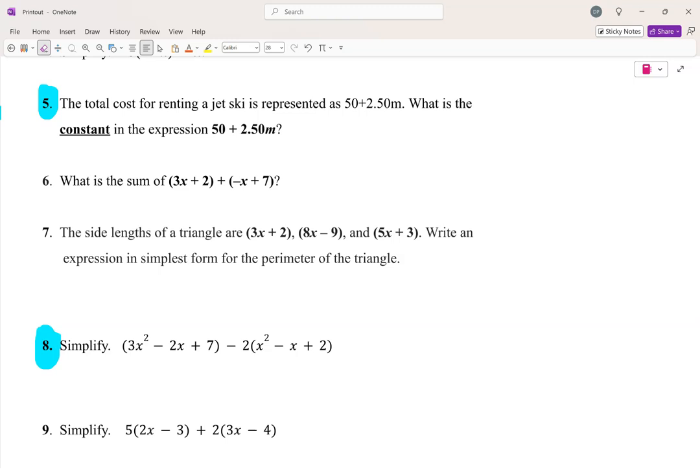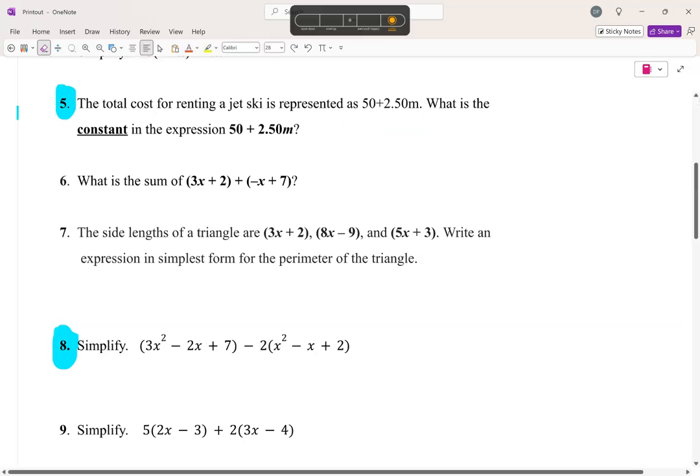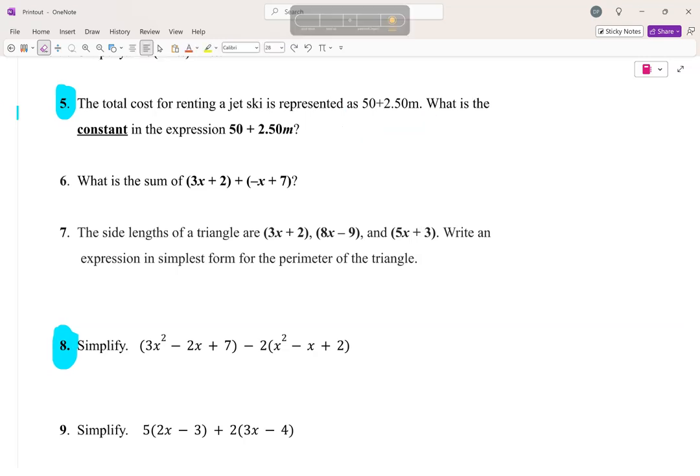Okay. All right, the total cost for renting a jet ski is this. I haven't looked at this problem yet. Okay. What is the constant? Okay, so this is just vocabulary. What is the constant? 50. That is correct. Good job.